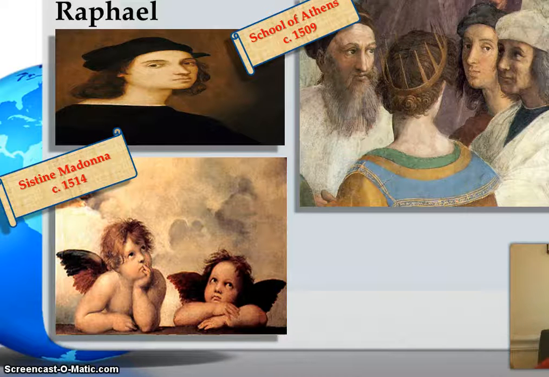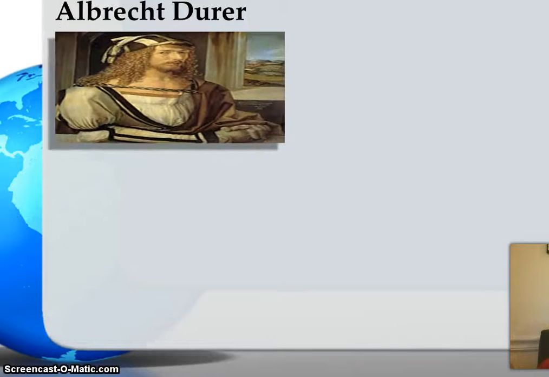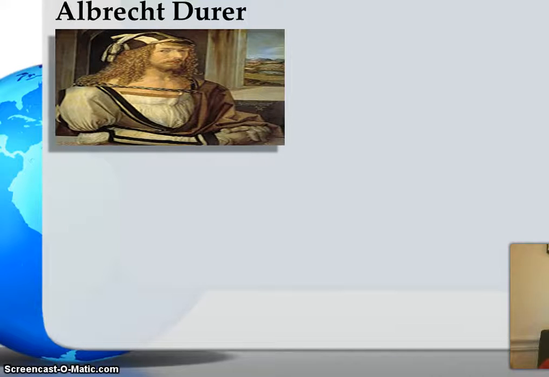Okay, that brings us to our last artist, another northern artist. Raphael got mixed up in there. I should have had Raphael before Van Eyck. But Albrecht Dürer, another northern Renaissance artist.